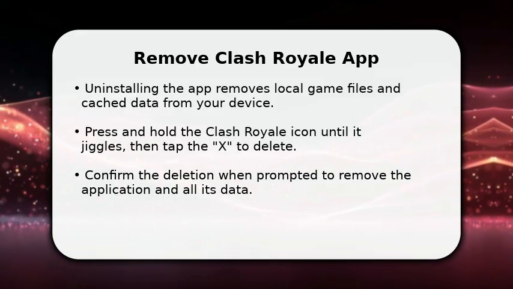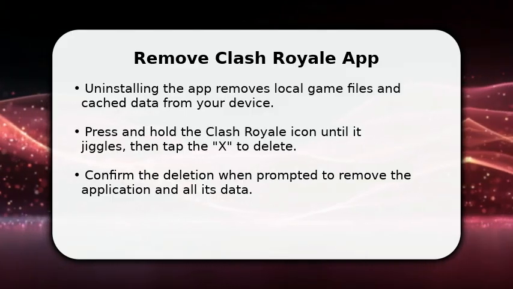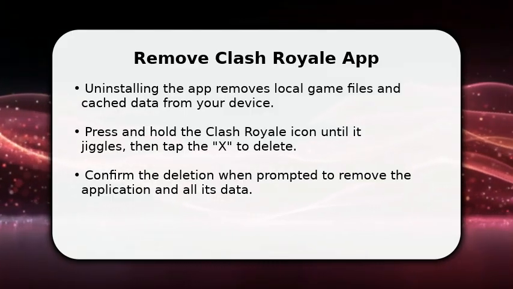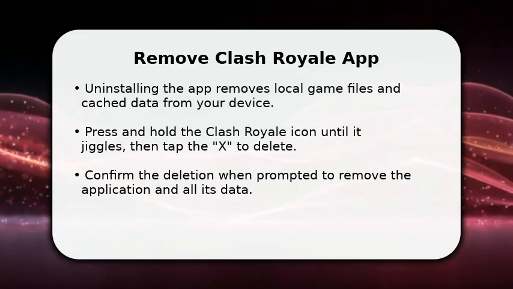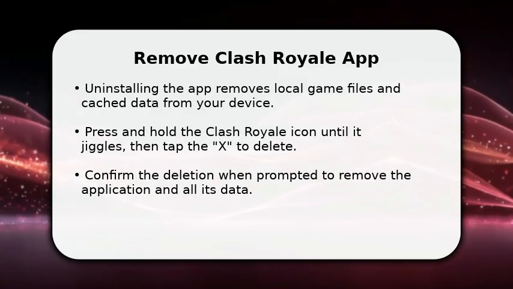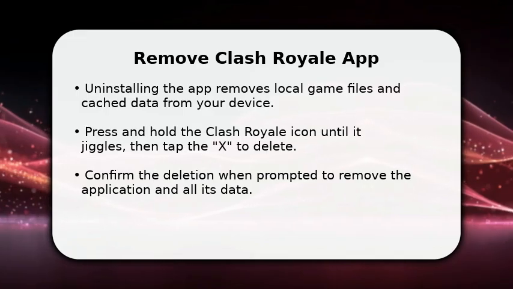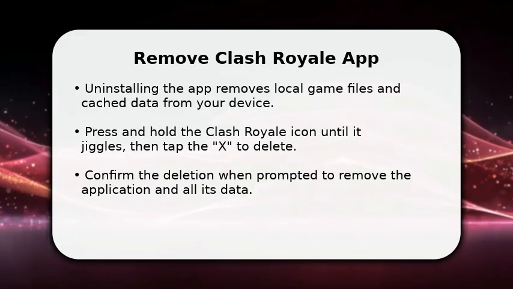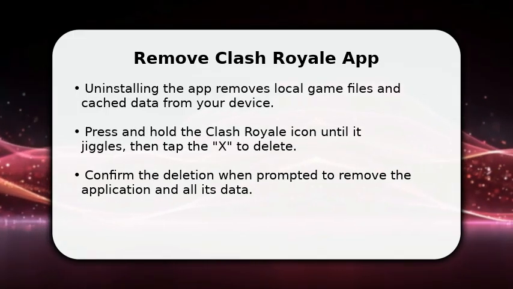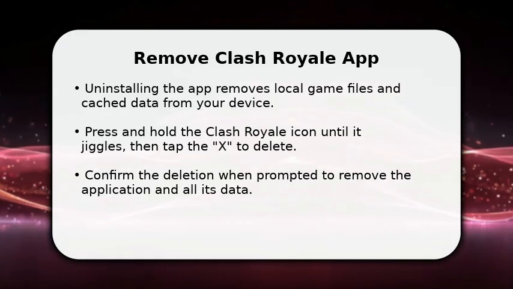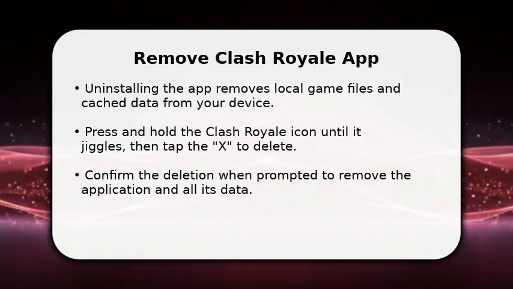First, locate the Clash Royale app icon on your home screen. Press and hold the icon until it begins to jiggle, then tap the small X that appears in the corner. Confirm the deletion when your iPhone asks if you want to remove the app and all its associated data. This crucial first step clears all local game files from your device.